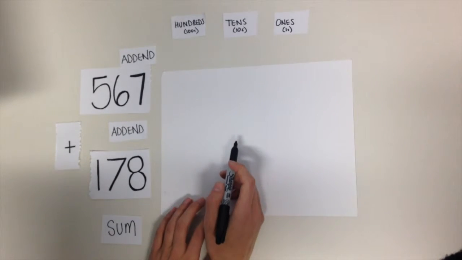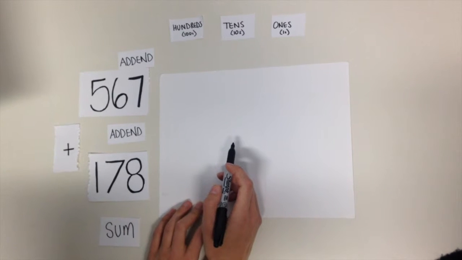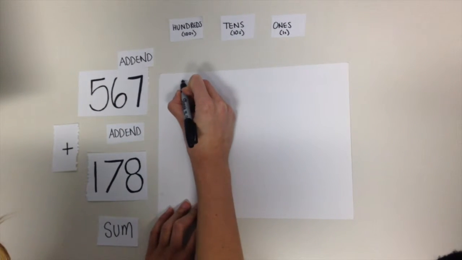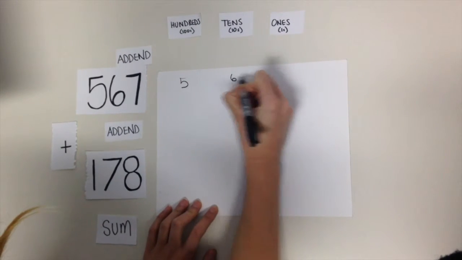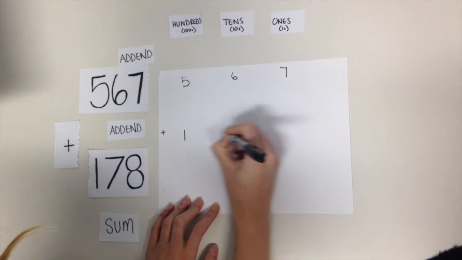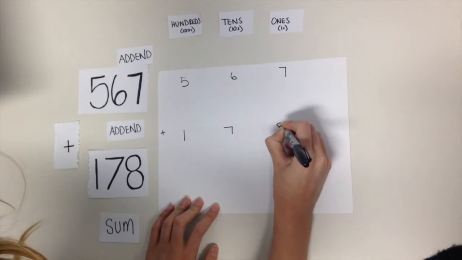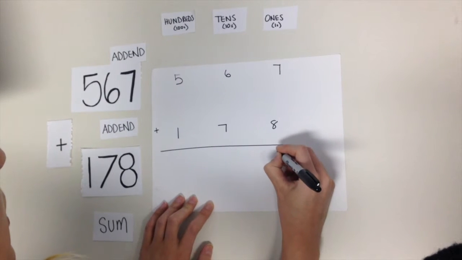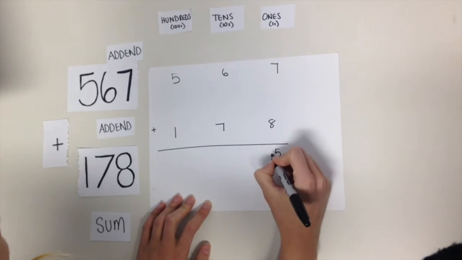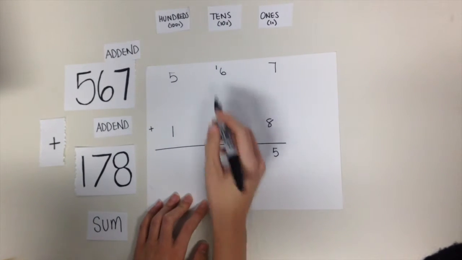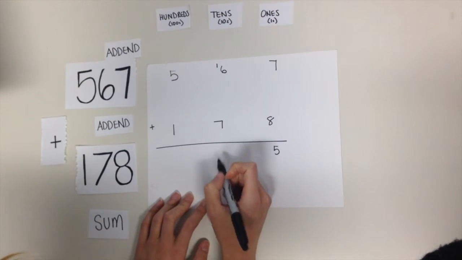The symbolic representation of this concrete example is similar to a traditional algorithm. We would write the addends, and add the ones for a total of 15 ones. I would trade 10 of those ones for a 10 and continue on adding the tens.